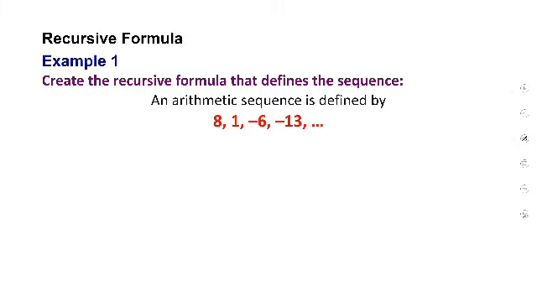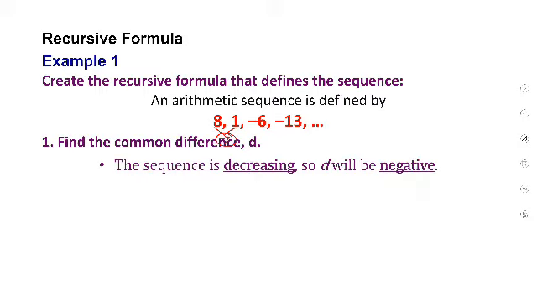First example here: create the recursive formula that defines the sequence. An arithmetic sequence is defined by 8, 1, negative 6, negative 13. Since the example given already says it is an arithmetic sequence, there is a common difference here. So the first thing that you will be looking for is the common difference. How do we get the common difference? We will just subtract two consecutive numbers or terms. So 1 minus 8 will give us negative 7. Another thing that you can consider is when the sequence is decreasing, the common difference will be negative. And so we have found out that d is equal to negative 7.